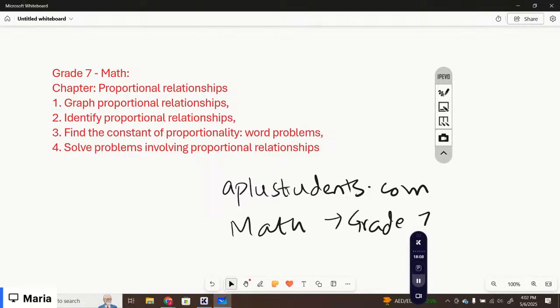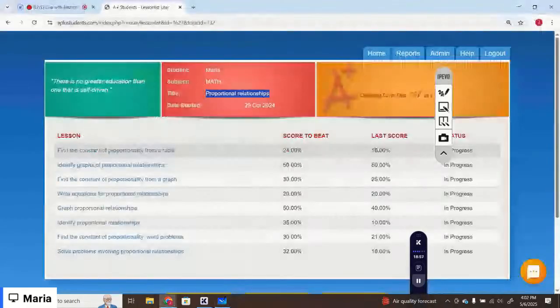We're going to start with the chapter proportional relationships. The lessons we're going to cover today are graph proportional relationships, identify proportional relationships, find the constant of proportionality word problems, and solve problems involving proportional relationships. So please make sure you have your notebook and pencil so that you can note down the important examples and definitions as well.